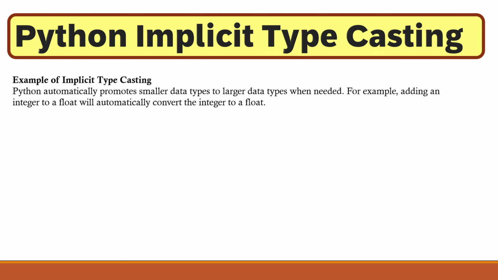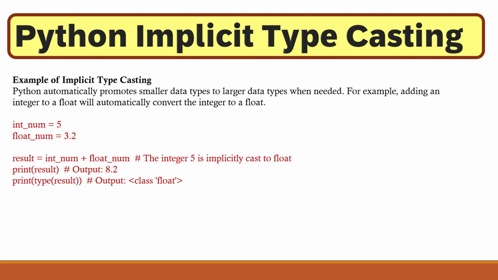Now here's an example of implicit typecasting, where Python automatically promotes smaller data types to larger data types when needed. For example, adding an integer to a float will automatically convert the integer to a float. So we have int_number equals 5, and then we have float_number equals 3.2. And then we store everything in a variable called result. result equals int_number plus float_number. Here we are adding an integer to a float. So the integer 5 is implicitly cast to a float. So data type casting is implicitly applied to the integer number 5.